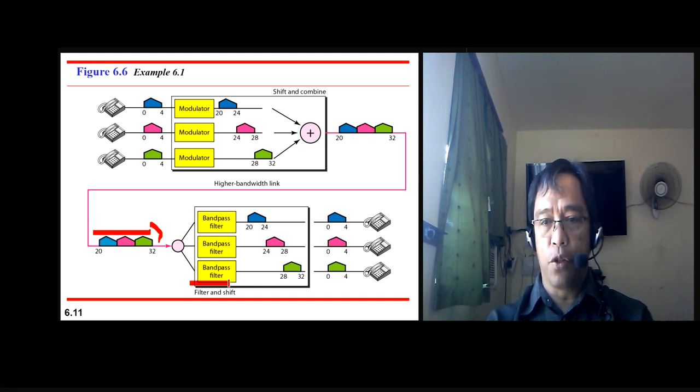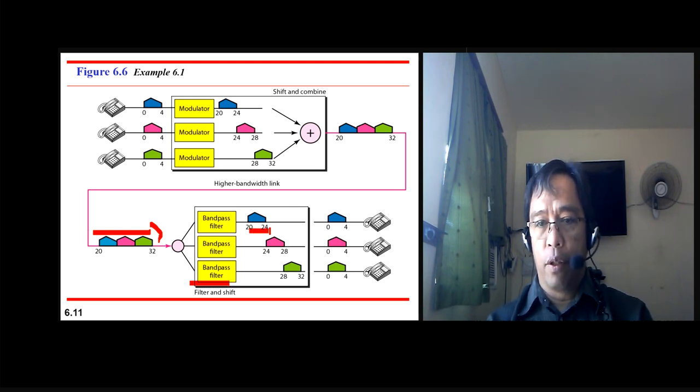The first channel uses a filter that passes frequencies from 20 to 24 and discards any other frequencies. The second channel uses a filter that passes frequencies between 24 to 28, and the third channel uses a filter that passes 28 to 32 kilohertz. Each channel then shifts the frequency to start from zero.